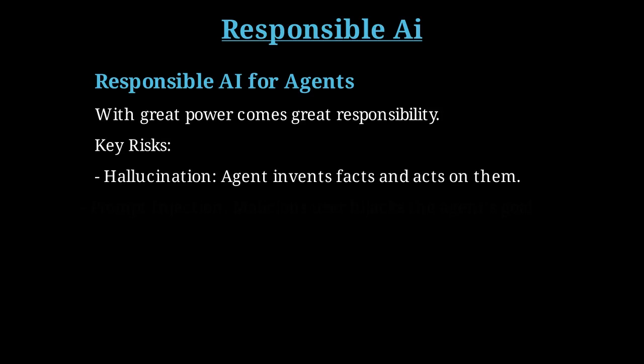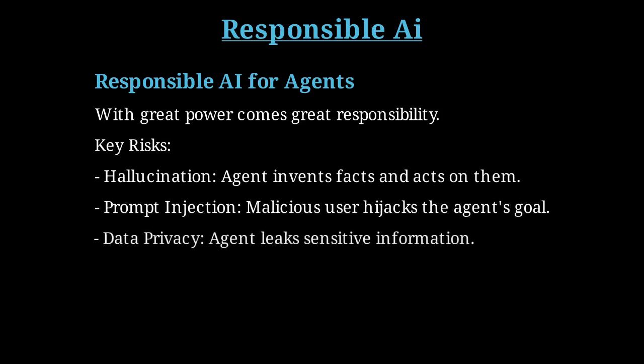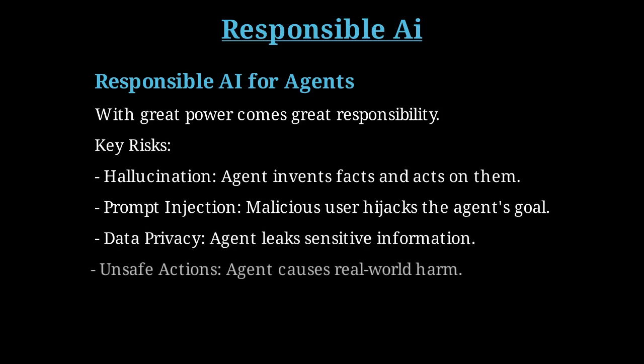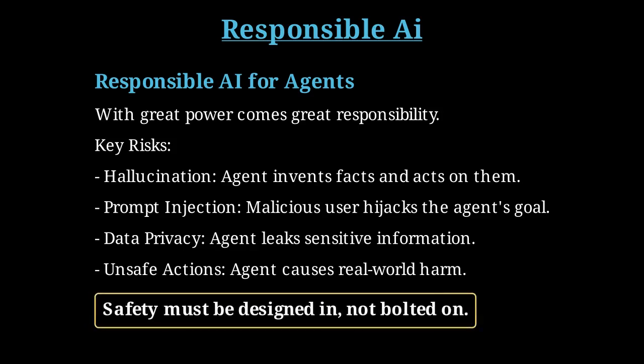Agents introduce unique risks. They can hallucinate and take actions based on false information. They can be manipulated through prompt injection, where a malicious user tricks the agent into performing unintended actions. They can handle sensitive data, creating privacy risks. And most critically, if connected to real-world systems, they could take harmful or irreversible actions. We must build robust safety layers to mitigate these dangers before deploying any agent.